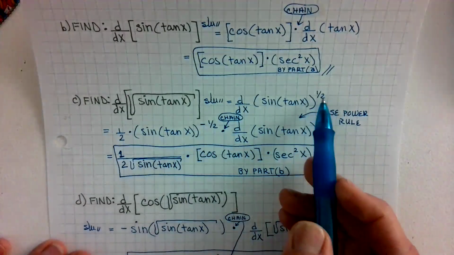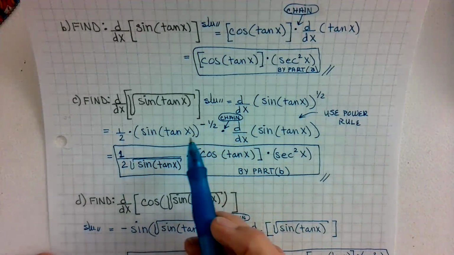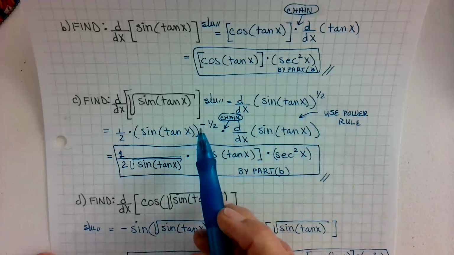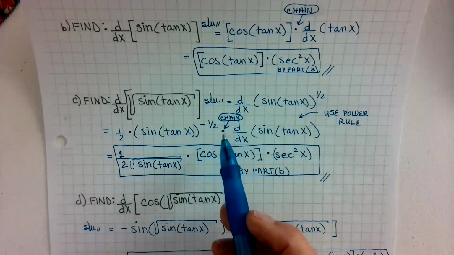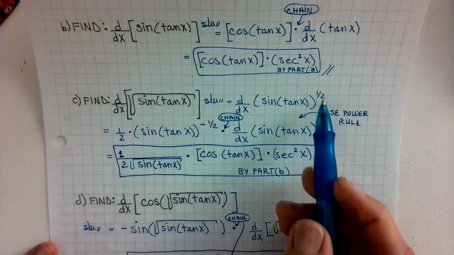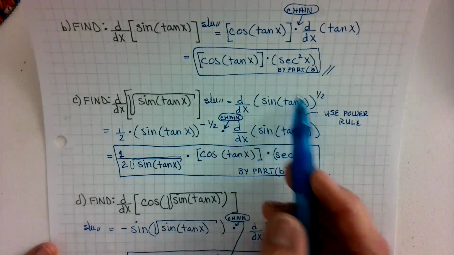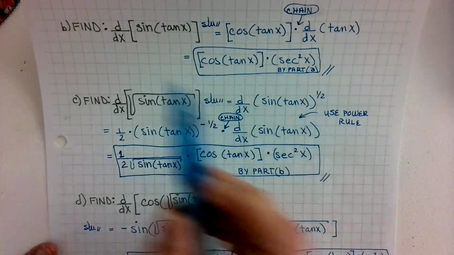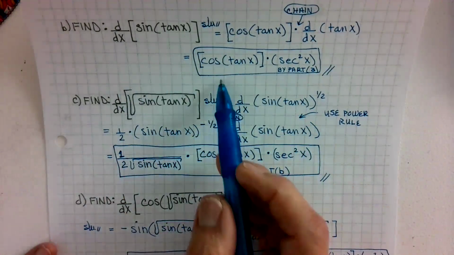So that means we bring the exponent out to the front times the base, sine of the tan of x, raised to the 1/2 minus 1, which is negative 1/2. And then I hit it with the chain rule since it's a composite function. The outer function is the square root. The inner function is the sine of the tangent of x, which is also a composite function, but we don't have to think that hard. We just calculated this in part B. So we just put the result of part B.